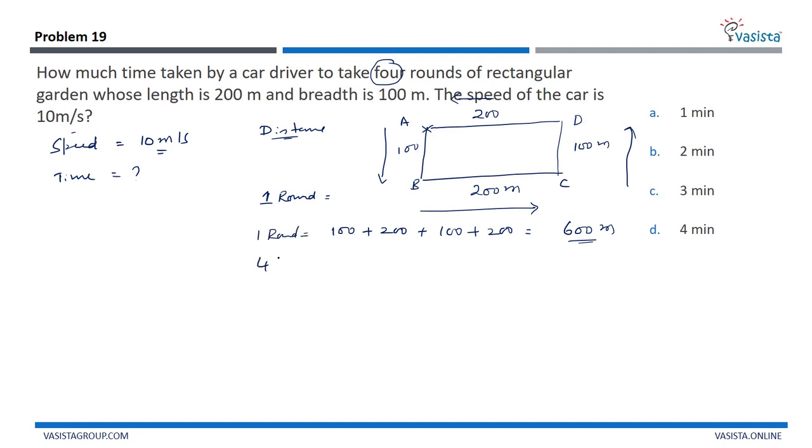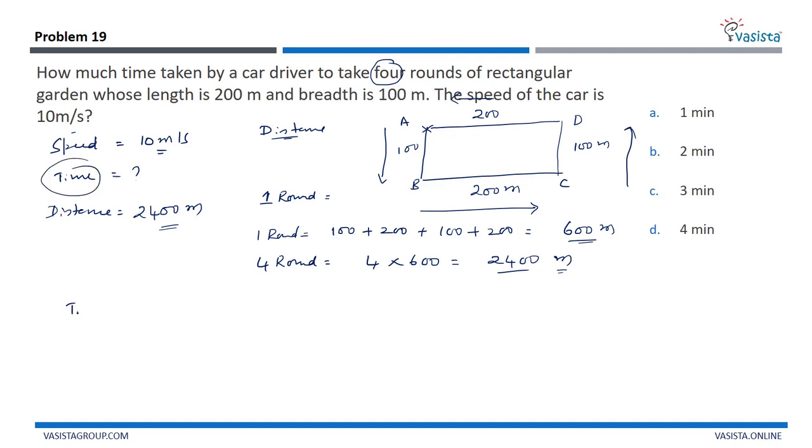But they have given 4 rounds, which is nothing but 4 into 600, 2400 meter distance he is going to cover. So now we got the distance also. Distance is equal to how much? 2400 meter. Now what do we need to find? We need to find time.